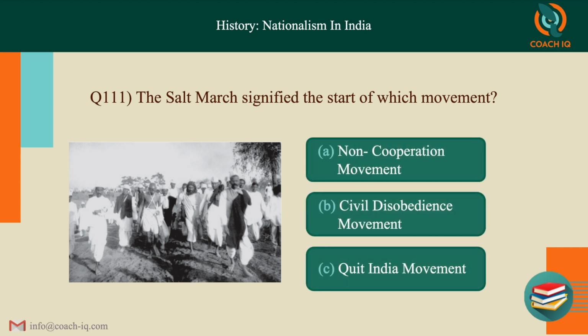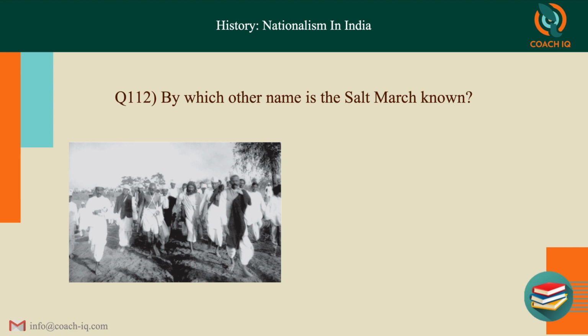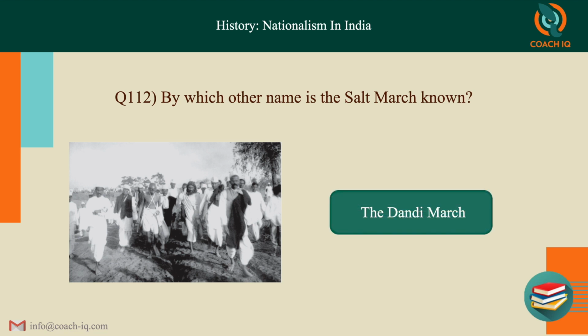The next one, the Salt March signified the start of which movement? NCM, CDM, or Quit India movement? The answer is CDM, that is Civil Disobedience Movement. By which other name is the Salt March also known? The answer is the Dandi March. Gandhiji went from Sabarmati to the coastal town of Dandi to break the salt law. So, the Dandi March.